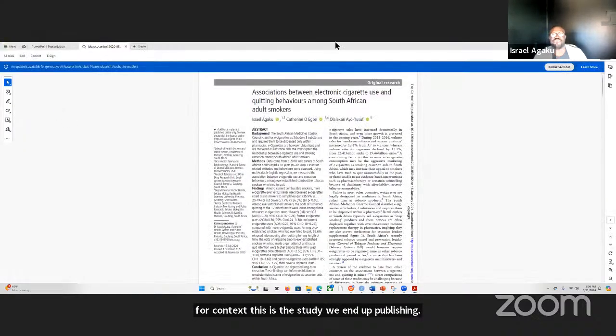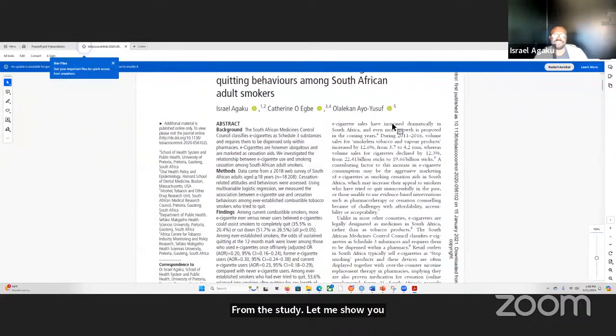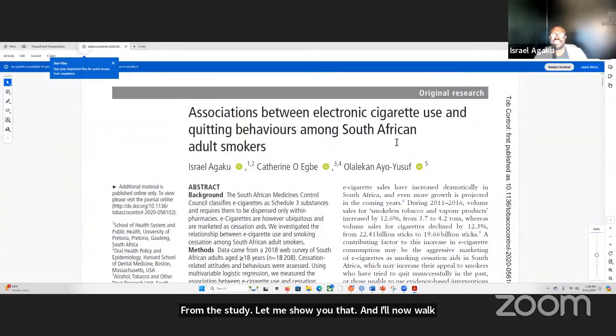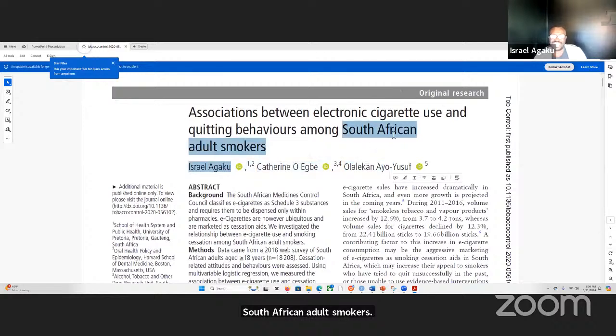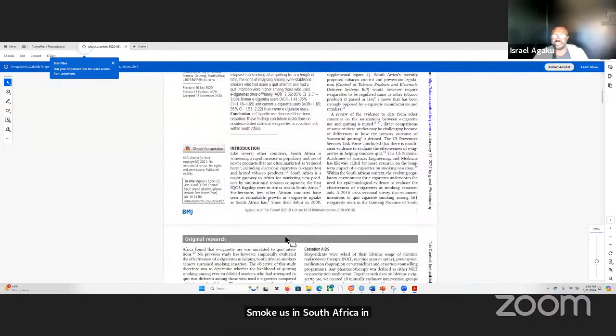And I'll now walk you through how we went through the process of the decision, right? So look at the topic here: associations between electronic cigarette use and quitting behaviors among South African adult smokers. See how we frame this here, right? Among South African adult smokers. The framing suggests that we are now talking about not just the sample, but smokers in South Africa in general, right? So this was a study published in the BMJ Tobacco Control.